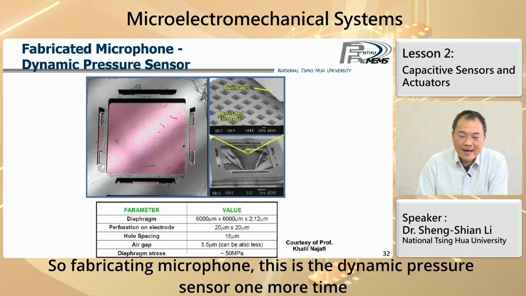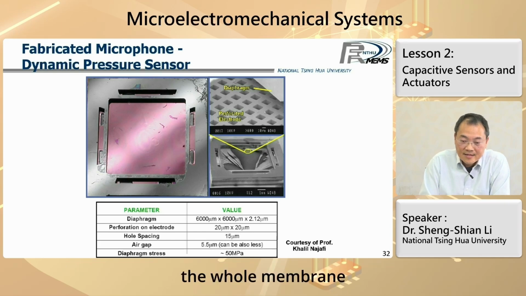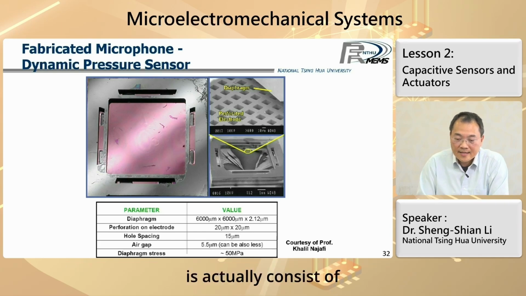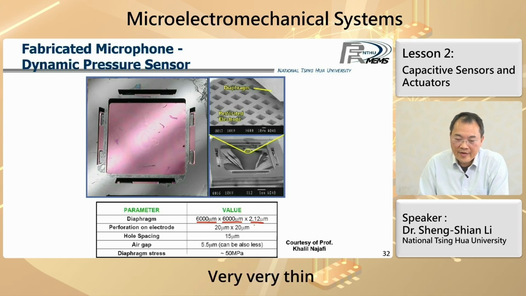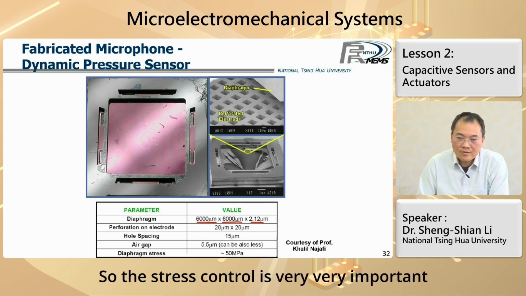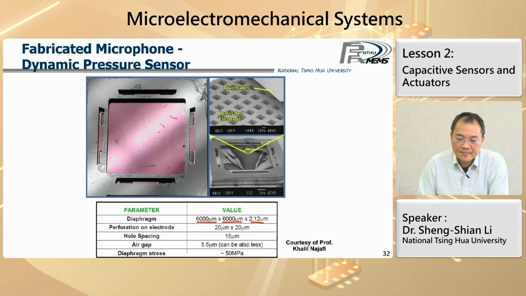So this is the fabricated microphone, the dynamic pressure sensor. One more time, you can see that the whole membrane actually measures 6 millimeters by 6 millimeters, and is only 2 microns thick, very, very thin. So the stress control is very, very important.